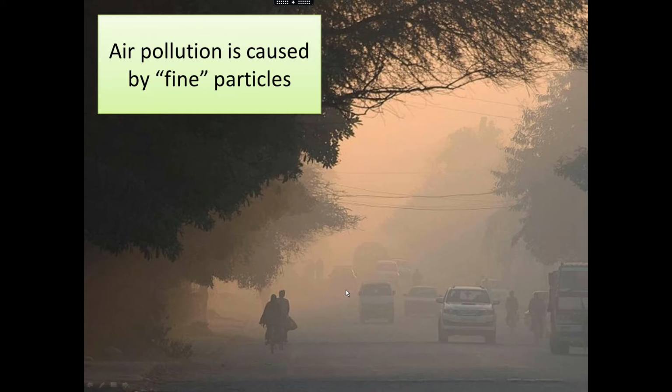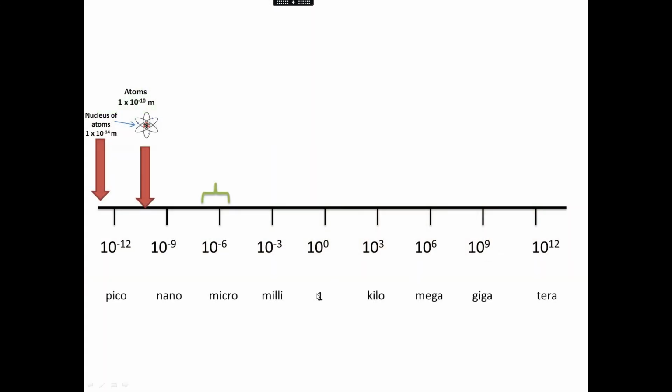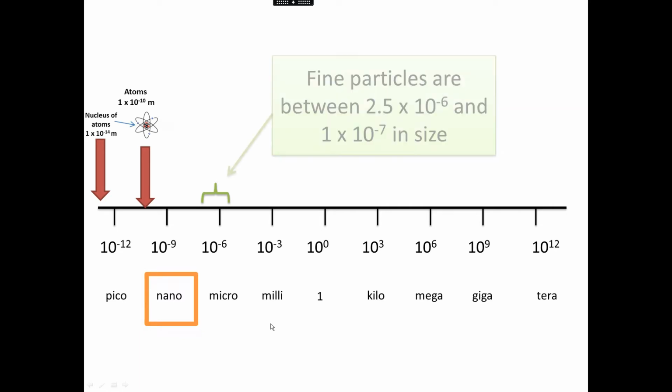Right, there are also fine particles which cause air pollution, smog, soot in the air. Right, so air pollution is caused by fine particles. And that is on a scale of around about 2.5 times 10 to the minus 6 meters down to about 1 times 10 to the minus 7 meters.